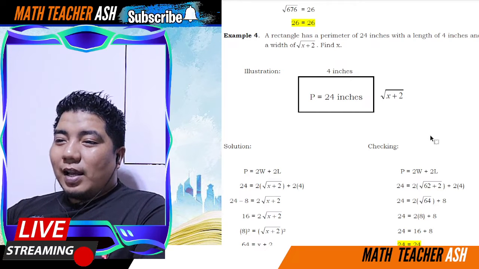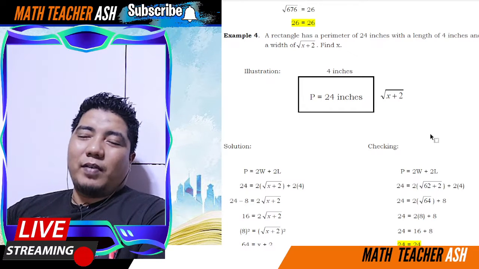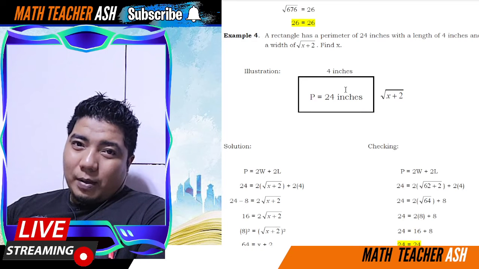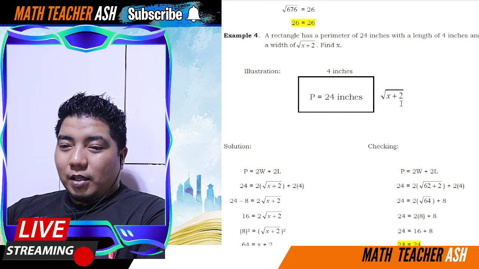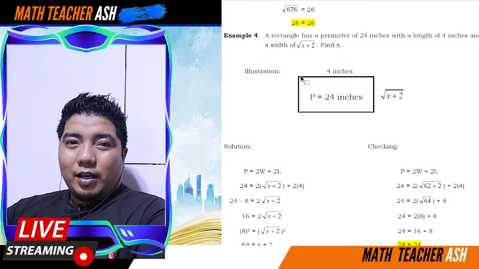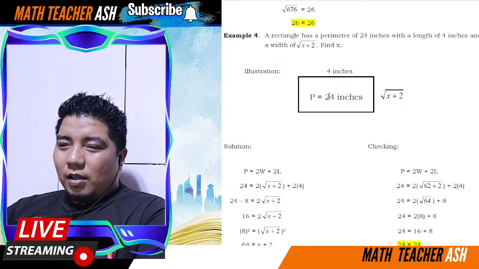Rectangle. A rectangle has a perimeter of 24 inches with a length of 4 inches and a width of square root of x plus 2. Find the value of x. Okay. So, of course, pwede kang gumamit ng illustration, my dear math learners. So, gawa ka ng rectangle, sorry. And then the perimeter is the total sides, right? So, that is P, 24 inches.